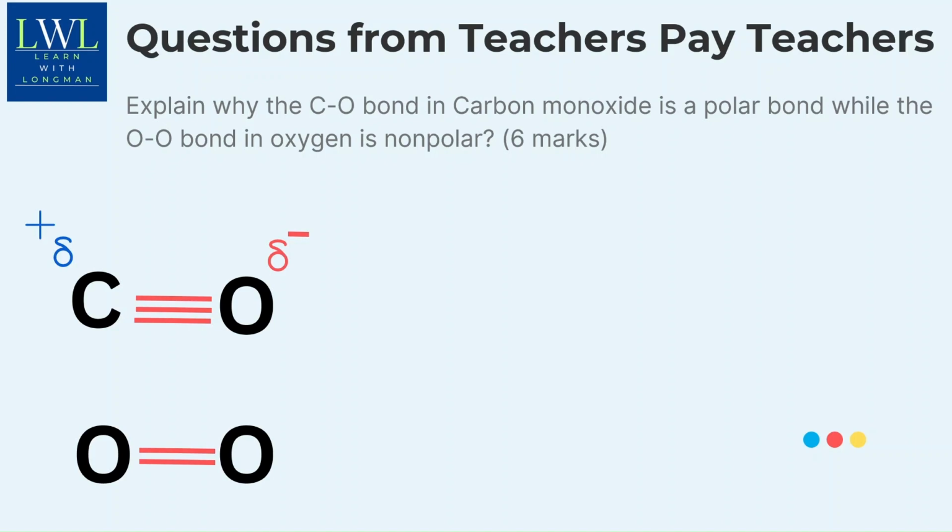So this is the first section, where I have drawn up a diagram representing the bonds in the carbon monoxide between carbon and oxygen, and the bonds between the two oxygen atoms in an oxygen molecule. And I have correctly labelled that the oxygen is negatively charged in the carbon monoxide and the carbon is positively charged in the carbon monoxide, whereas there is no assignment of charges in the oxygen because both elements have the same electronegativity, and therefore it is a nonpolar bond.